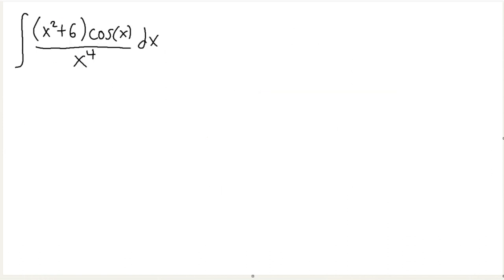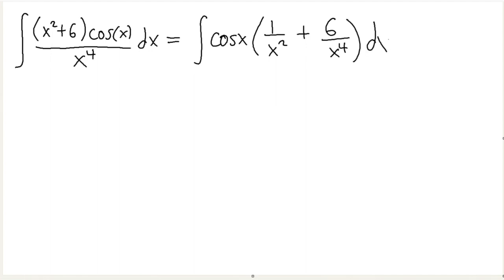This integral does not look like reverse product rule. Well, it does look like reverse product rule, but if you see the terms, this is 1 over x squared, and then plus 6 over x to the fourth. This is definitely not reverse product rule. We are definitely missing something. So what could this be? We don't know. So we'll go ahead and do semi-integration by parts, because this term here and this term with cosine x look non-elementary.